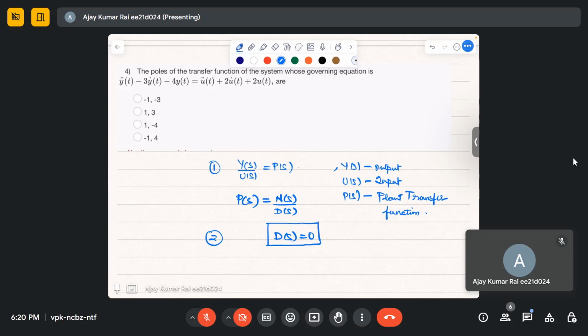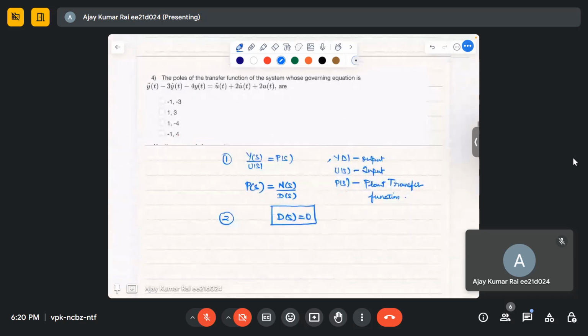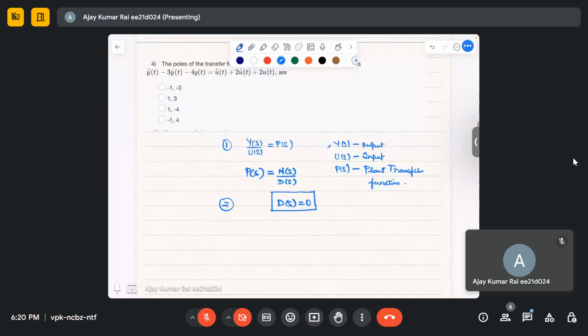Okay, so let us do it. Let me write the equation first. Please check if I make any mistake. Please feel free to correct that.